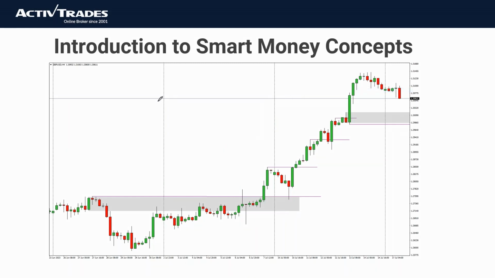Just another example of a breaker block. Price had made its lows here, moved its way down, and I'm looking back here at the last real big strong bullish candle before we move down. There's also structure there, looking forward. Predicting that forward as an order block, we can see it bounces off it a couple of times, doesn't it?